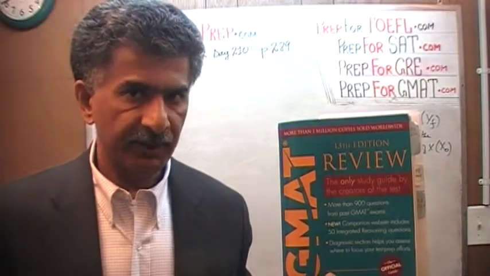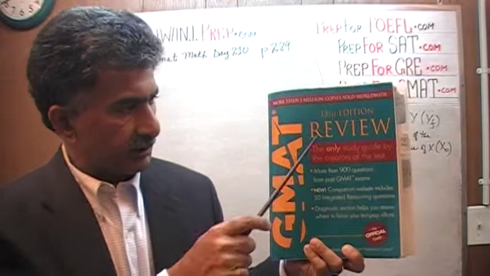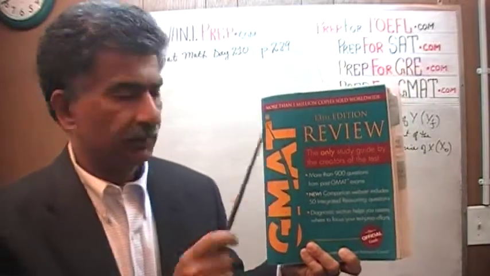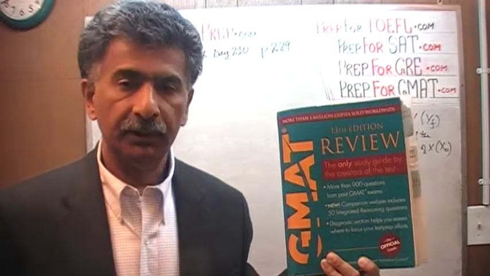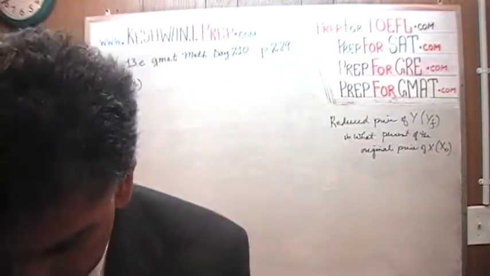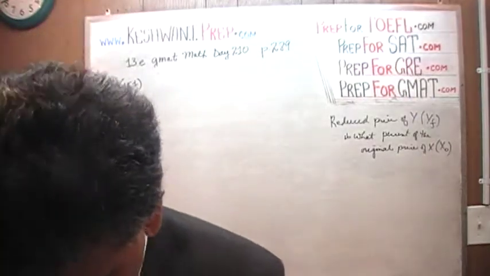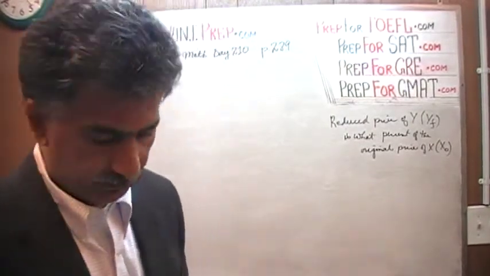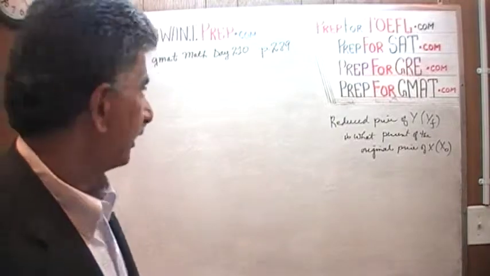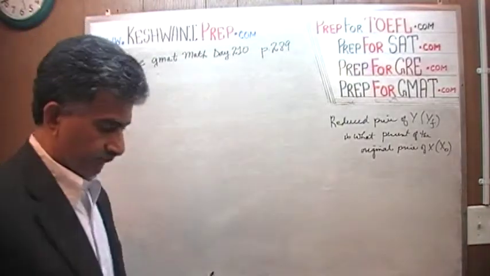We are here because we want to prepare for GMAT. We have been solving GMAT math problems out of this book, GMAT Review, the official guide, the 13th edition. If you do not own this book already, purchase one immediately. You're going to need it. The problem that we are about to solve is on page number 289, the very last problem in the first column, number 151.